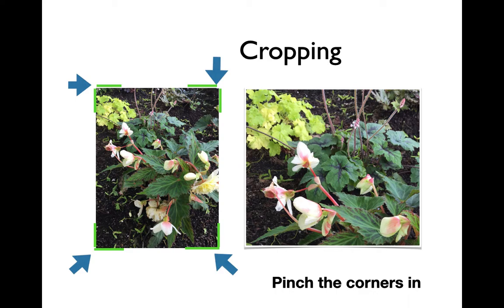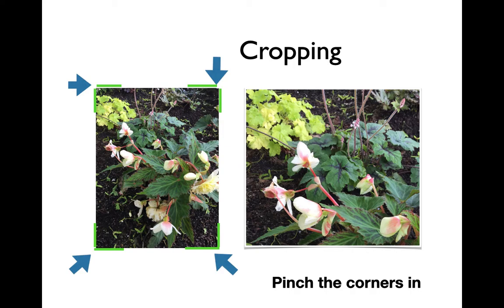Once you tap the crop icon, you will notice that your image develops thickened corners on the border. Now, they don't turn green like I have in this image on the left. I simply made those green to make them stand out. But you will notice that the corners get considerably thicker than the rest of the border. Well, to crop, you just pinch those in with your finger. Now, why would you crop?